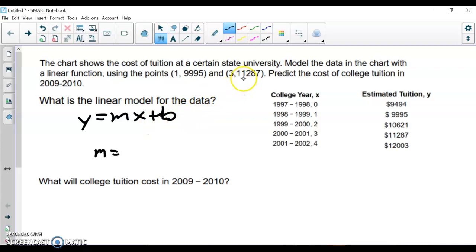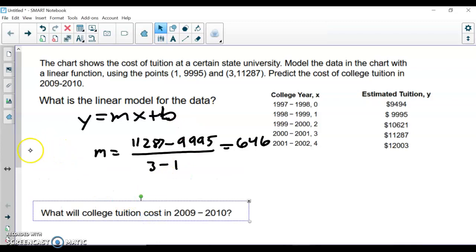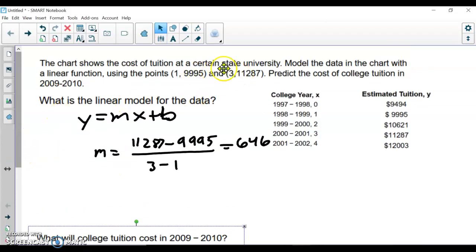So we'll take the y2 value here, 11,287, and subtract y1, so that's 9995. And then we'll subtract the x's in the same order, so I'll start with this 3, and then subtract that 1. So that ends up being 646, our slope. Now we have the slope, and from there you just get the equation of the line using one of the points. It shouldn't matter which point you use. You get the exact same thing with either point, so you make the pick.